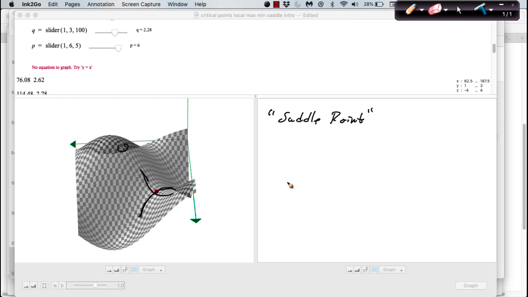So the easiest way to sketch one of these is kind of like this. So right there, saddle point. See that? One direction you have maximum, another direction you have minimum. And you can have more than just one direction of minimum and one direction of maximum. You can have multiple directions.